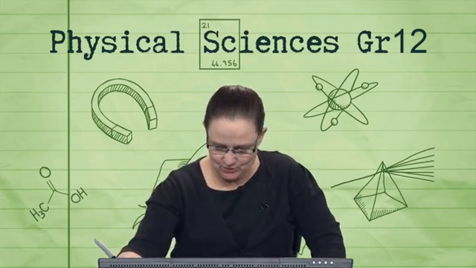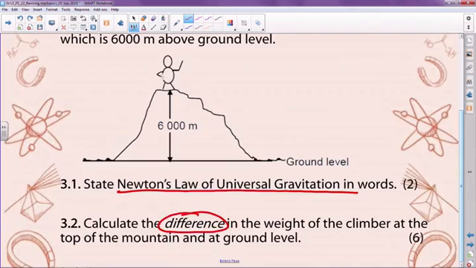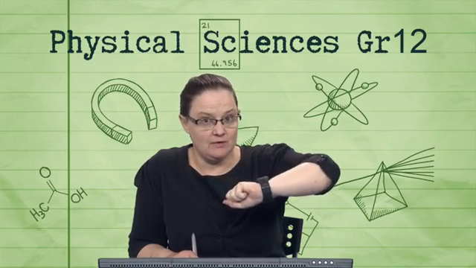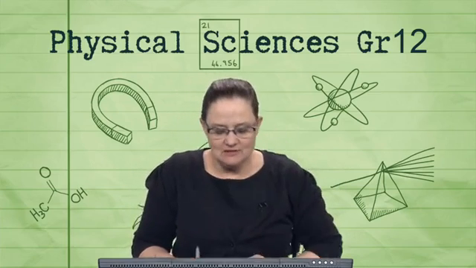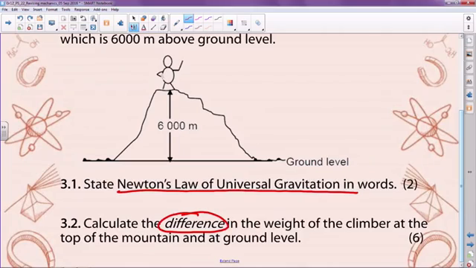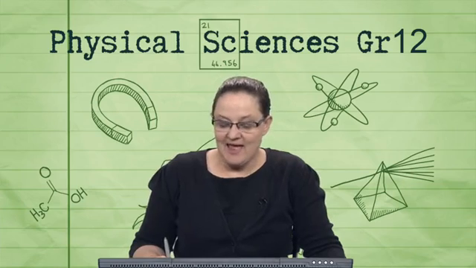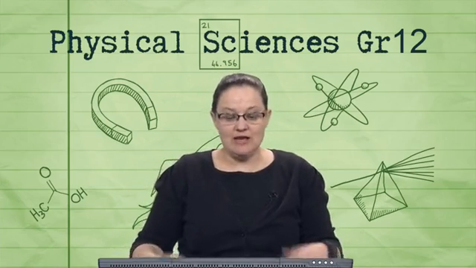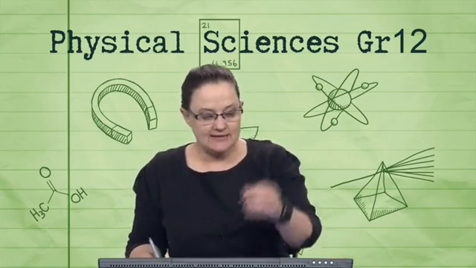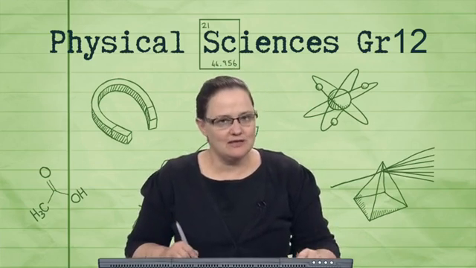Now, I love this question. Now, it says to you, calculate the difference in the weight of the climber at the top of the mountain and at ground level. You need your information sheets, okay? You need your information sheets. Calculate the difference in the weight of the climber at the top of the mountain and at ground level. It's 6 marks. That means you've got to use 2 equations, okay? And now, I'm going to give you 3 minutes to do it. As you're doing it, I'll write the mass of the Earth and the radius of the Earth on the screen for you to make it a bit easier. But your 3 minutes starts now.